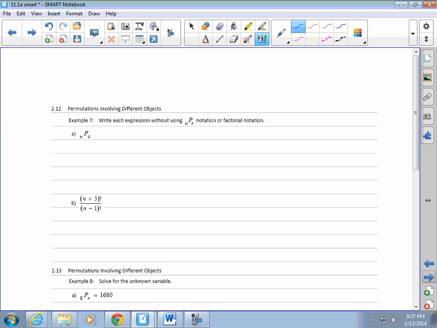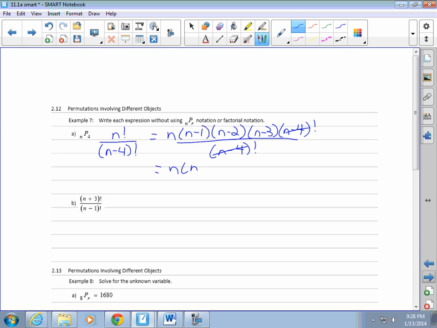On the top here, I would have n factorial. On the bottom, I would have n minus 4 factorial, or n minus r factorial. So if I expand my top, this would be n times n minus 1 times n minus 2 times n minus 3 times n minus 4. Now I'm going to stop there because then it's identical to my bottom. So those two cancel, so I'm left with n times n minus 1 times n minus 2 times n minus 3.